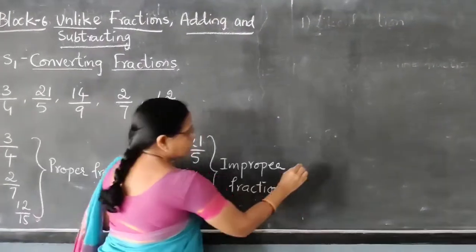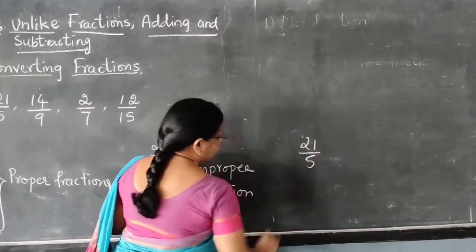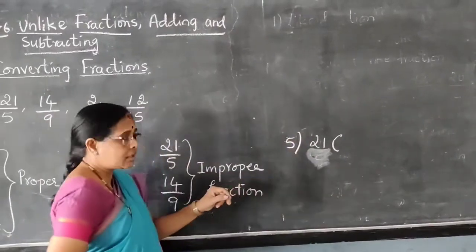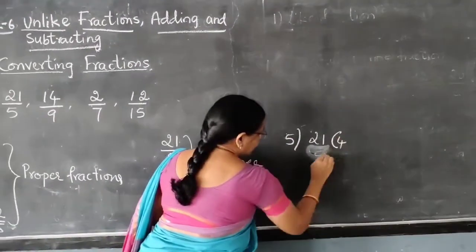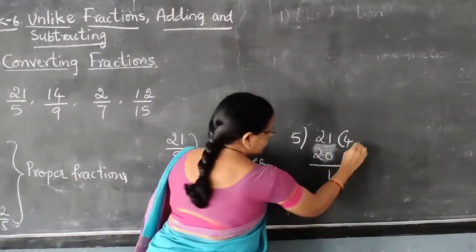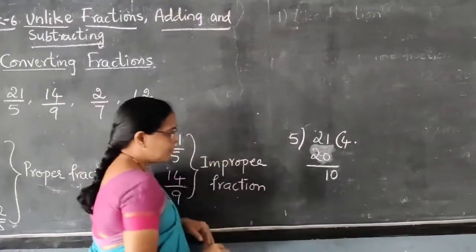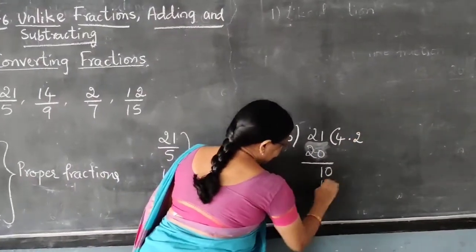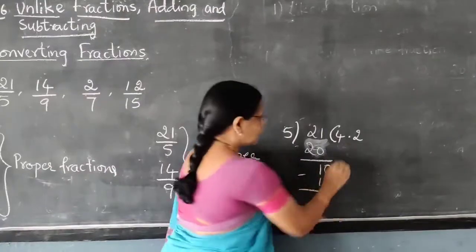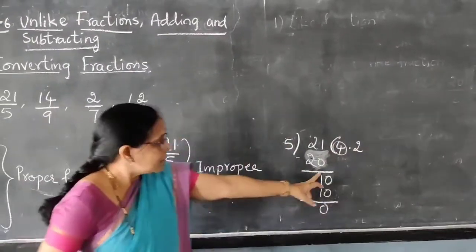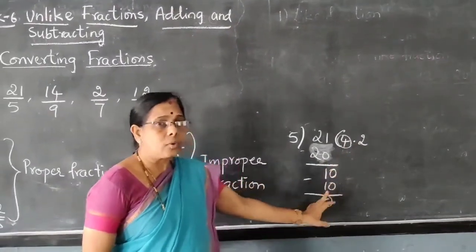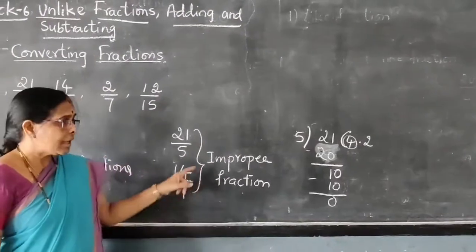How will I show you, children? 21 by 5. If you divide, 5 fours are 20, 21. So here 1 is left. What will we do here? Write a point and write 10. 5 twos are 10. 0. So here it is 4.2. This 4 is greater than 1, children. So all improper fractions are greater than 1.